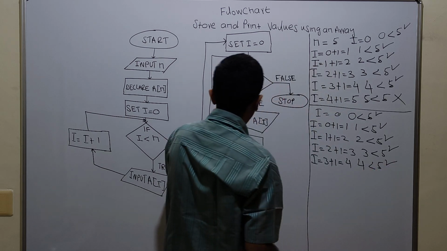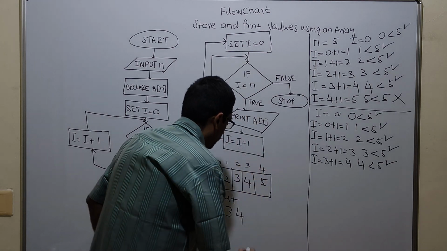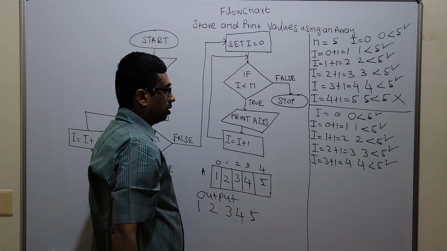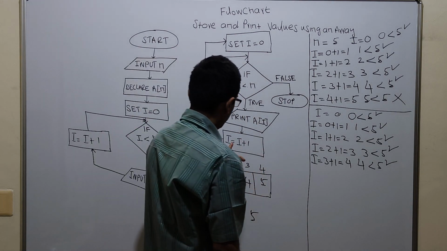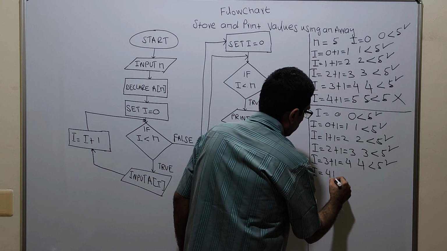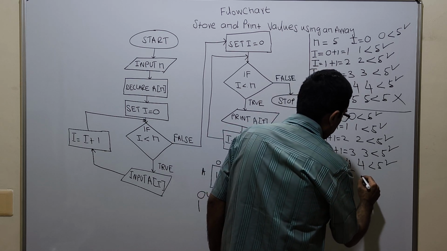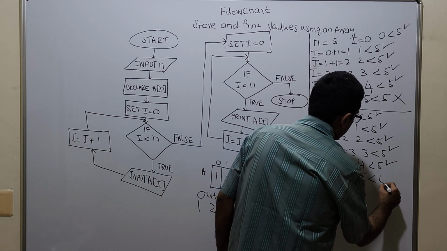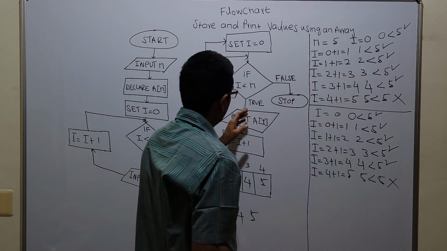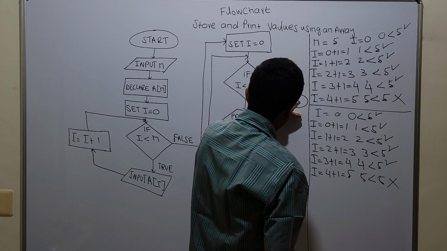The condition is true. Print a of I. So what is the value of I? I equal to 4. A of 4 equal to 5. 5 will get printed here. I am incrementing I by 1. I equal to 4 plus 1, which is equal to 5. So checking the condition. 5 lesser than 5 is false. So it will take the false, and this is the logical stop of the flowchart.